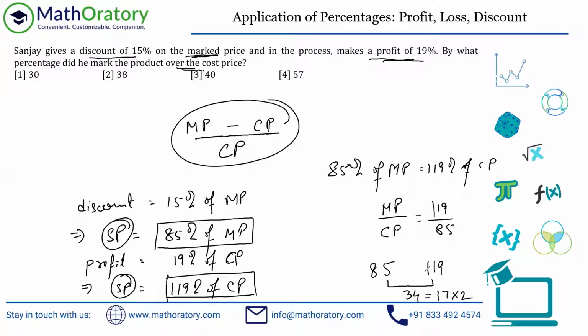Now 2 is definitely not a factor. These two are odd numbers. So ignore the 2. Just check for 17. Once you're down to this point, you should be able to find that 17 into 5 is 85, because this is definitely a multiple of 5, so only 5 is possible. And if you check, this is 17 into 2, so 17 into 5 being 85, this should be 17 into 7, right?